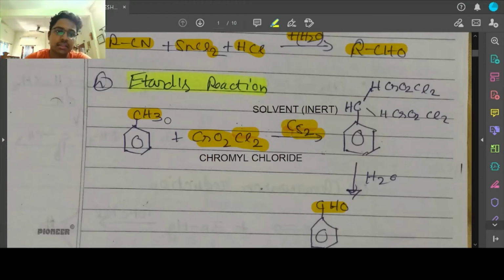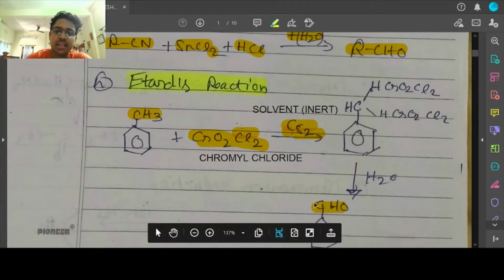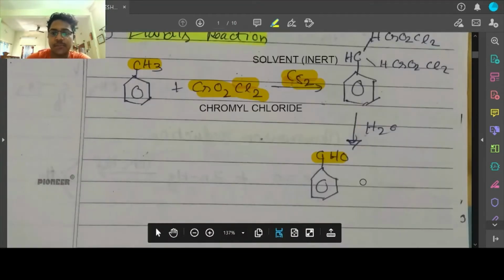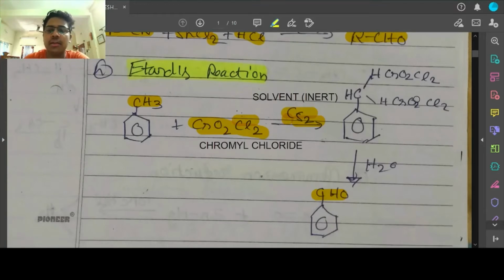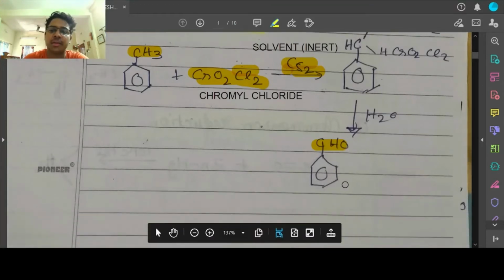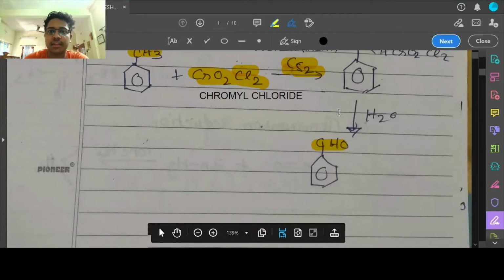What is the action? This toluene, which has a CH3 group attached to a benzene ring, is converted to a CHO group, and it forms benzaldehyde. If you want to remember the reaction intermediate you can, or else this is the final product. This is benzaldehyde.